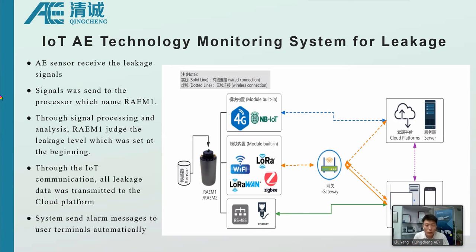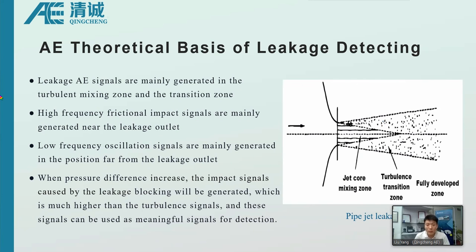So this is the theoretical basis. As we can see in the picture, this is a simulating picture of the leakage. There are 3 areas caused by the leakage. First is the mixing zone and transition zone, and then the fully developed zone. The leakage AE signals are mainly generated in the turbulent mixing zone, which is here, and the transition zone is here.